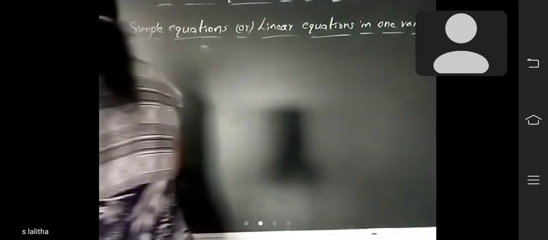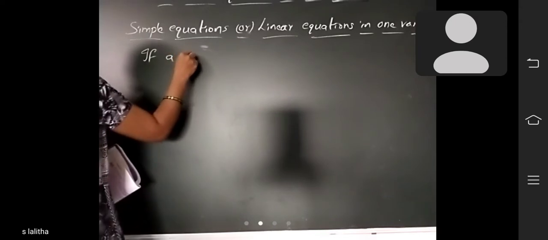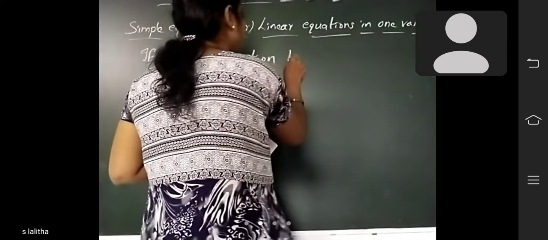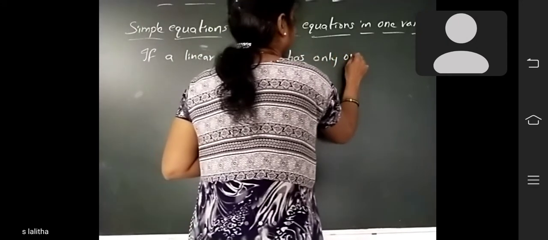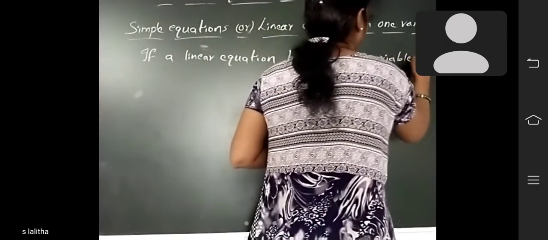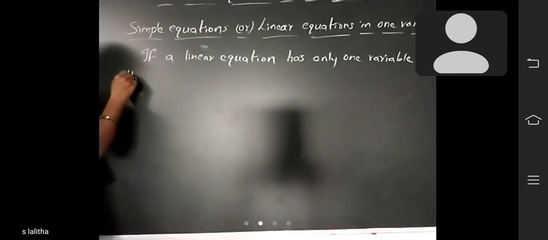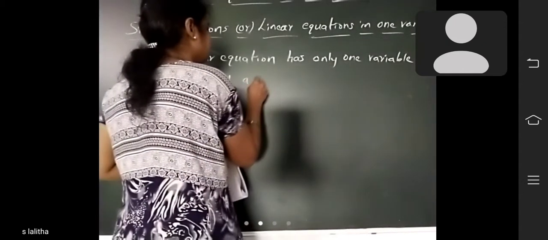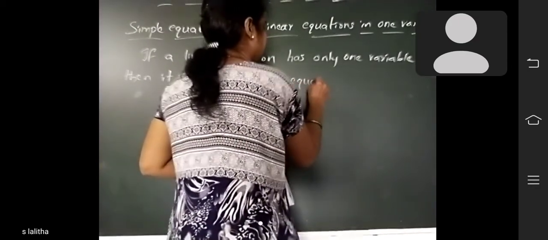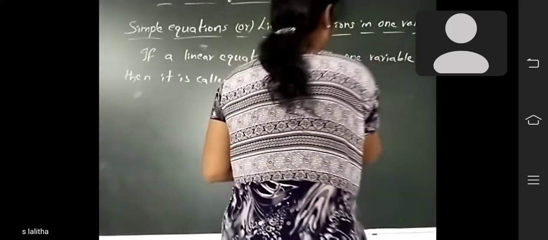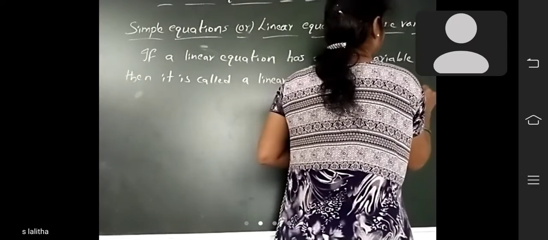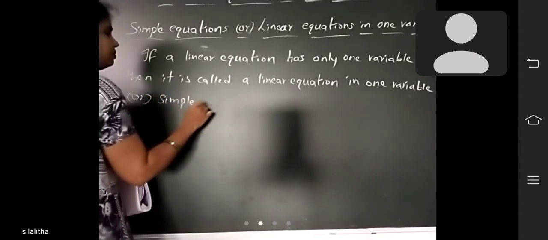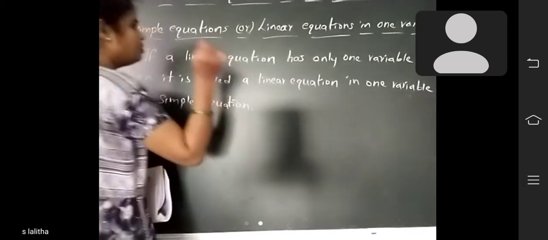That means what now? If a linear equation has only one variable, then it is called a linear equation in one variable, or simple equation. So what do simple equations mean?